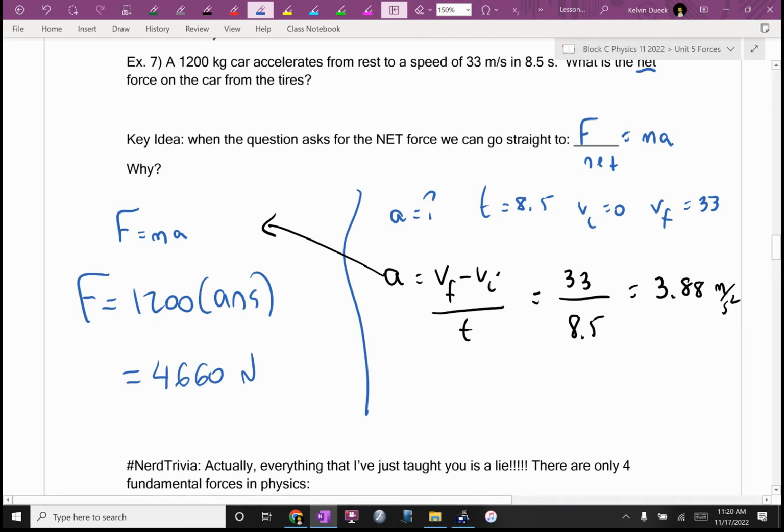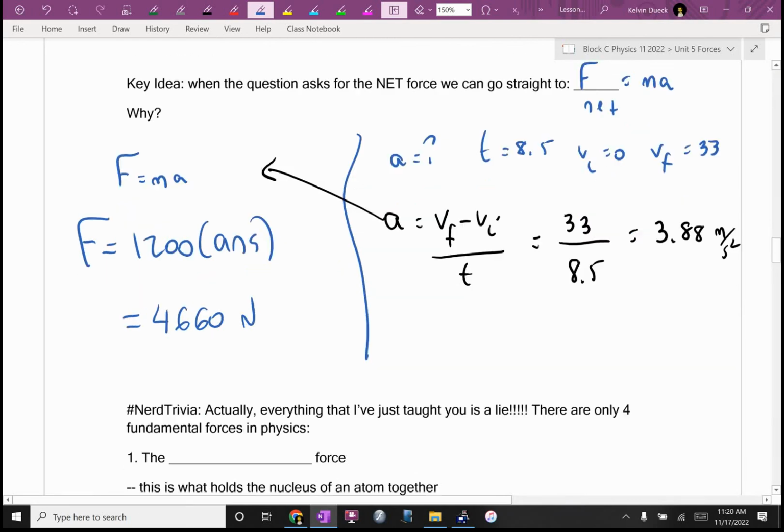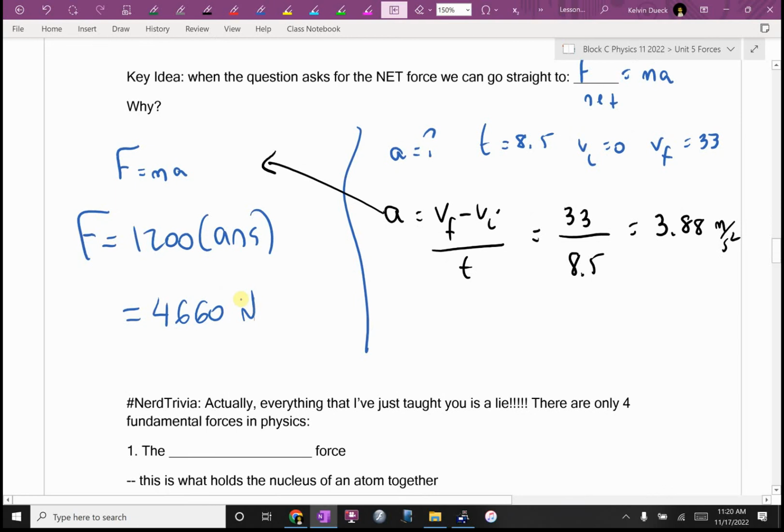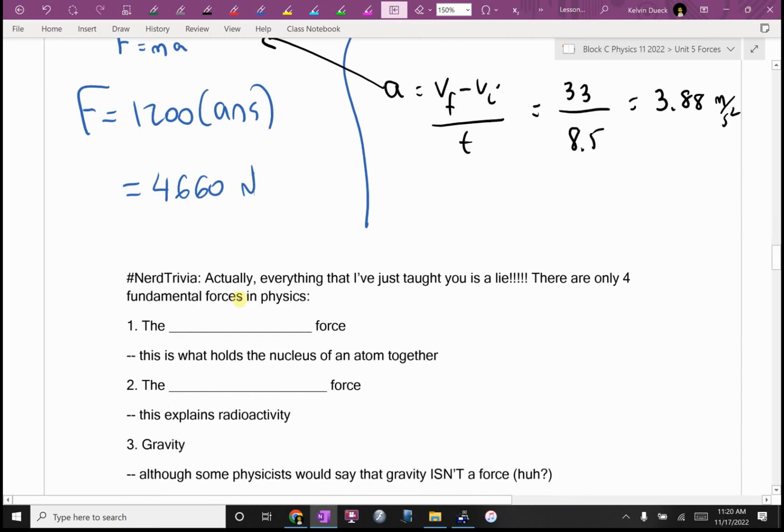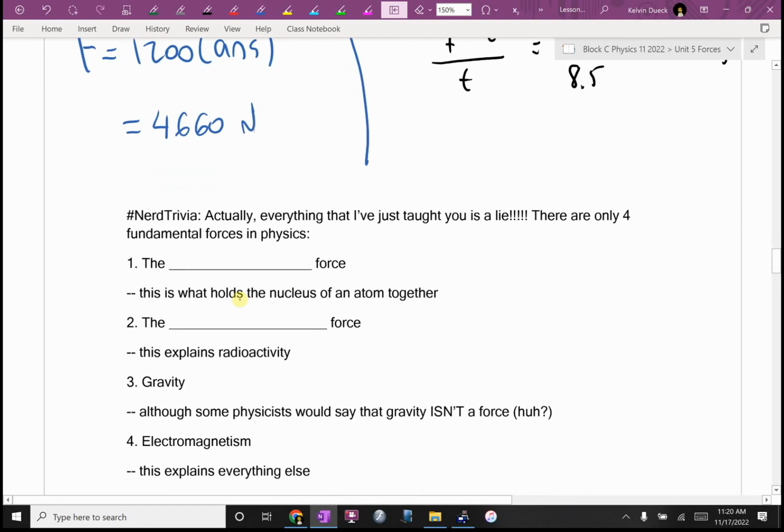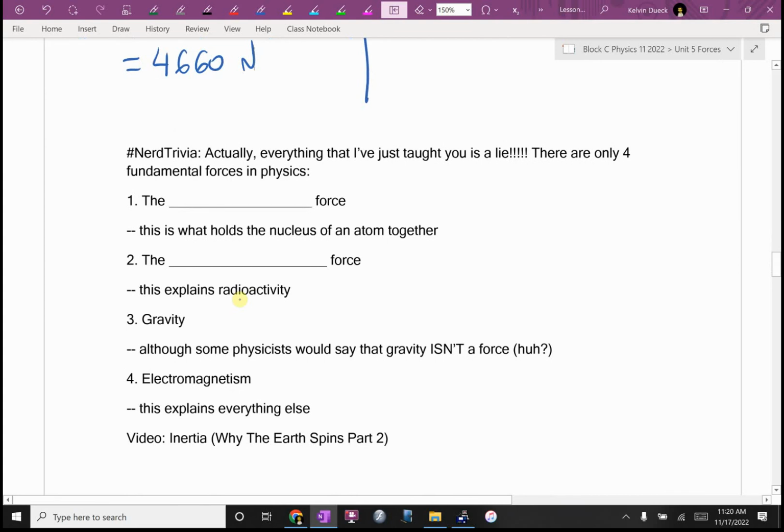All right, I've lied to you. Pretty much everything I've been teaching you the last couple of days is a lie. Tension is not a force. Normal force is not a force. Friction is not a force. In fact, there are only 4 fundamental forces in the universe.